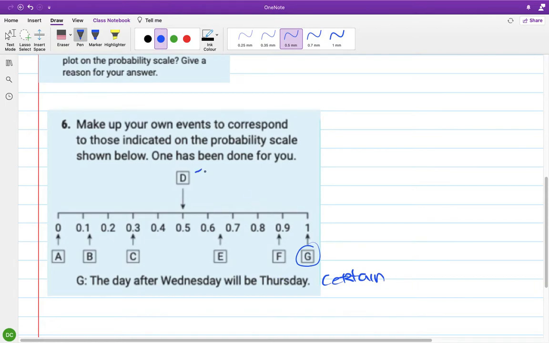D could be heads on a coin, so anything that's a 50-50 chance. Something that's impossible, I think I used this in class: the day of the week not ending in Y is a good one for that. Again, you might have a different one. Something very unlikely here would be winning the lotto, which is pretty unlikely.